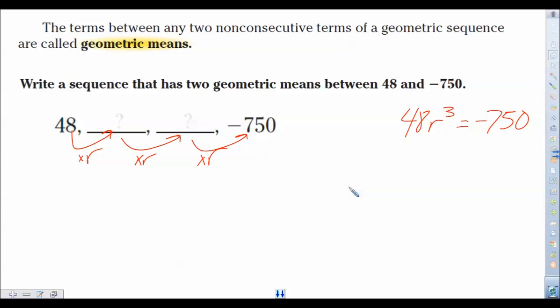So one way of looking at this, just like with arithmetic, is that we can take 48, multiply it by 3 R's, and we land at -750. Our next move is getting R by itself. The first thing we have to do is divide both sides by 48. So on the right side now we're sitting on -15.625. And now what we need to do here is take the cube root.